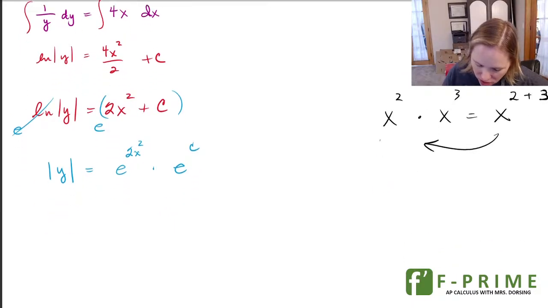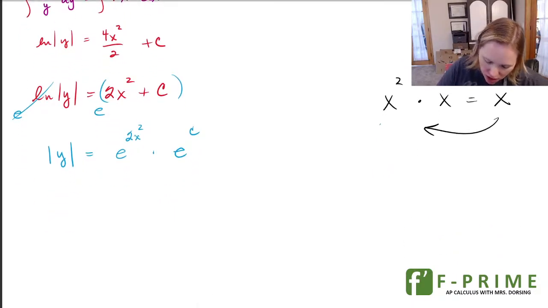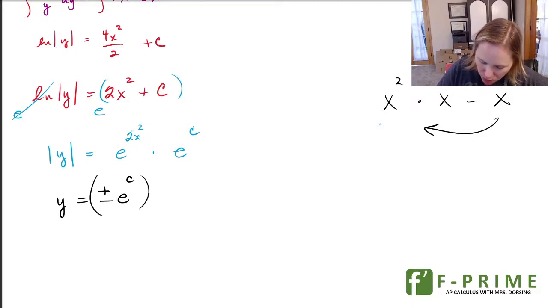So this is a really great trick because now watch what I can do. When I drop my absolute value bars, this is when I have to put that plus or minus in there. And I'm going to put the e to the c in the front, wrapped up in parentheses. This is my new constant, you guys. e is a number like pi, so 2.718 on to infinity to the c power, that's my new constant, times e to the 2x squared.